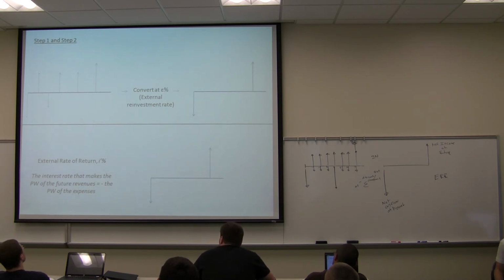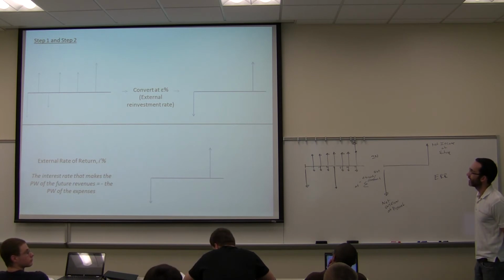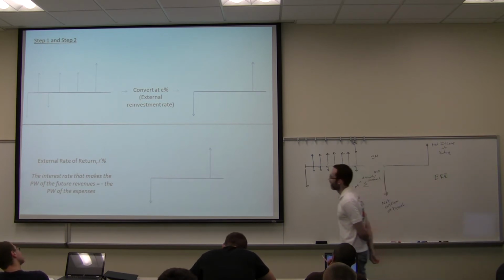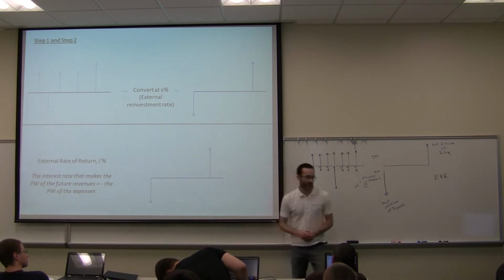So here's a diagram that shows conceptually what you're doing. The expenses go to the present, revenue goes to the future, and you move them there at epsilon, and then you solve for I prime, which is the external rate of return, the one that brings them into balance.